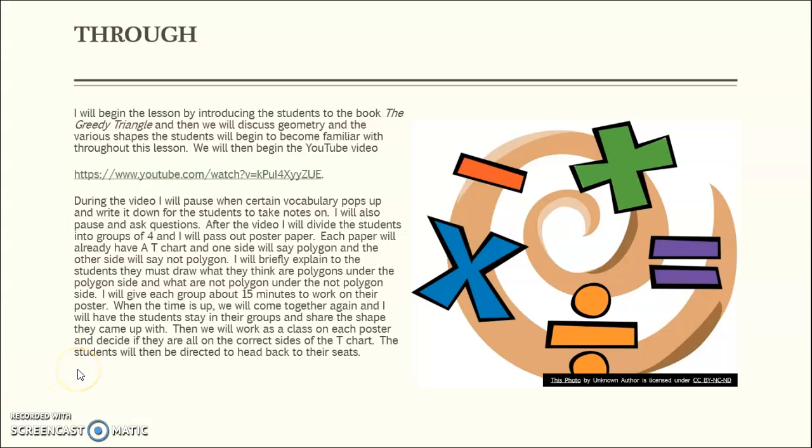So, the students will be given a t-shirt, and it will already be made. One side will say polygon, and the other side will say not polygon. And then I will briefly explain to the students what they must draw, and what they think are polygons under the polygon side, and what they believe are not polygons under the non-polygon side. And then I will give them at least 15 minutes to work on that together in the group. And then once the 15 minutes is up, I want them to come up together and show the class what they have come up with, each group, and name the shapes that they put under each side.